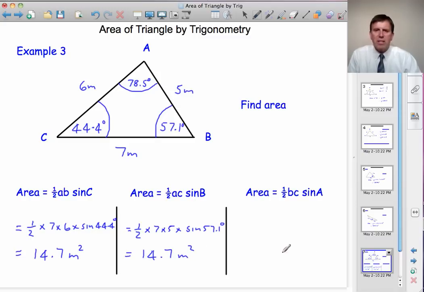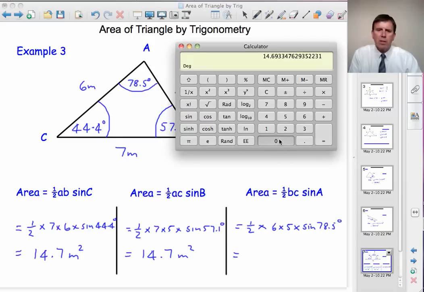And finally, using 1/2 BC sine A. So that's 1/2 multiplied by B is 6, C is 5, and the angle in between them is 78.5 degrees. So it's 6 times 5 times the sine of 78.5 degrees. So that's 0.5 multiplied by 6 multiplied by 5 multiplied by the sine of 78.5 degrees, which is equal to 14.7 to 1 decimal place.